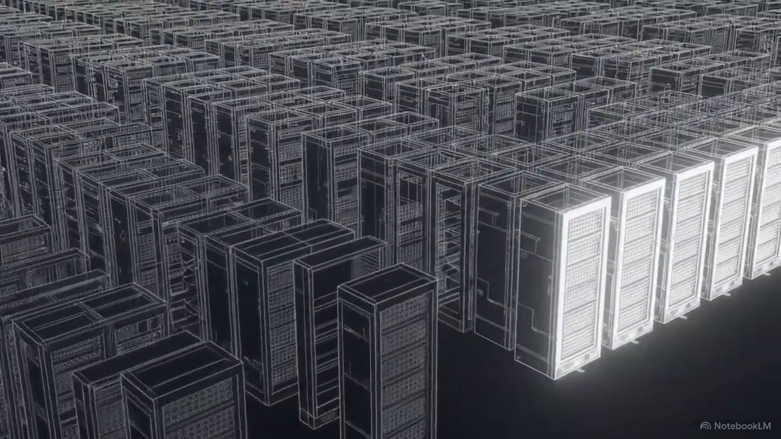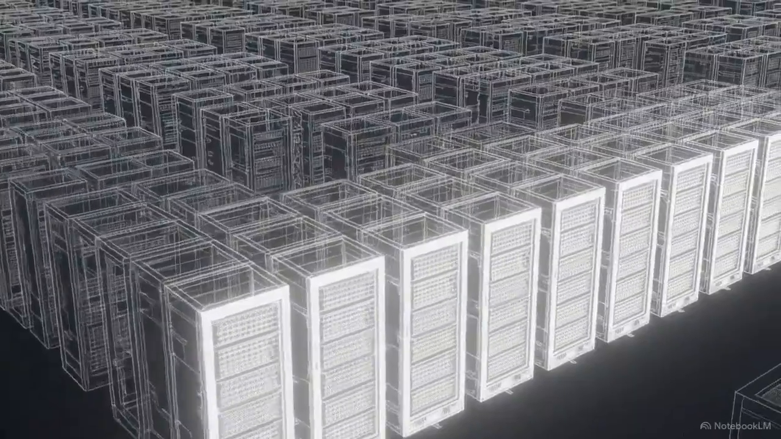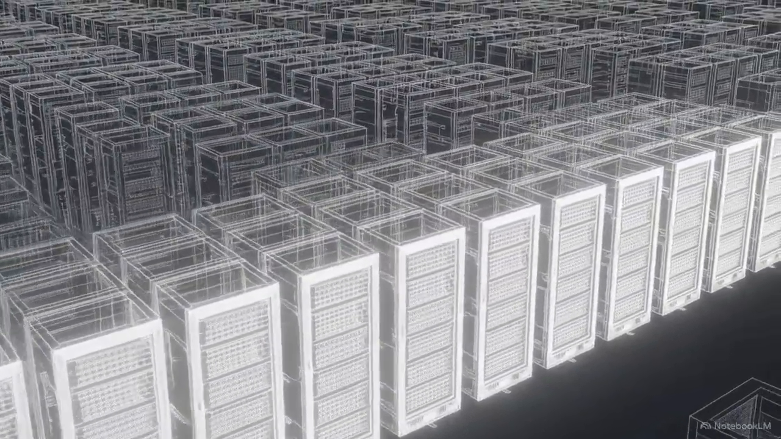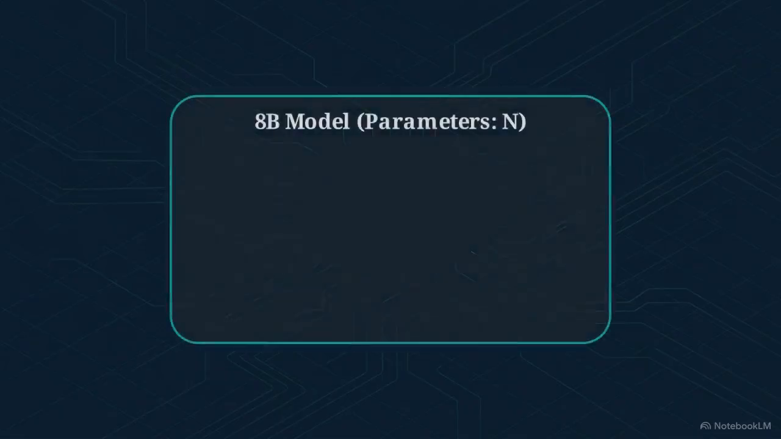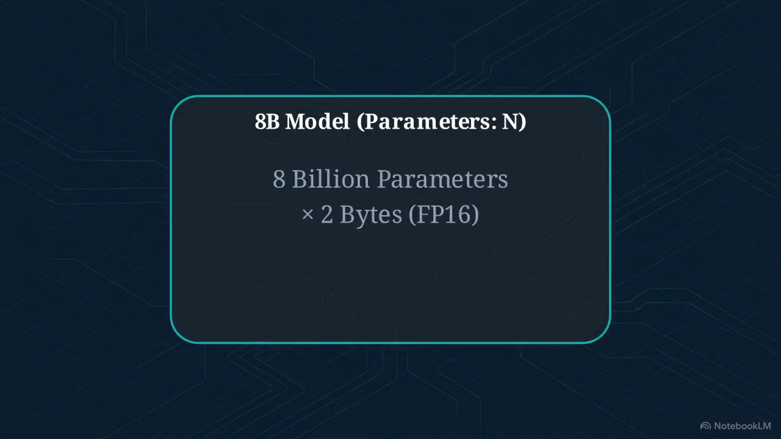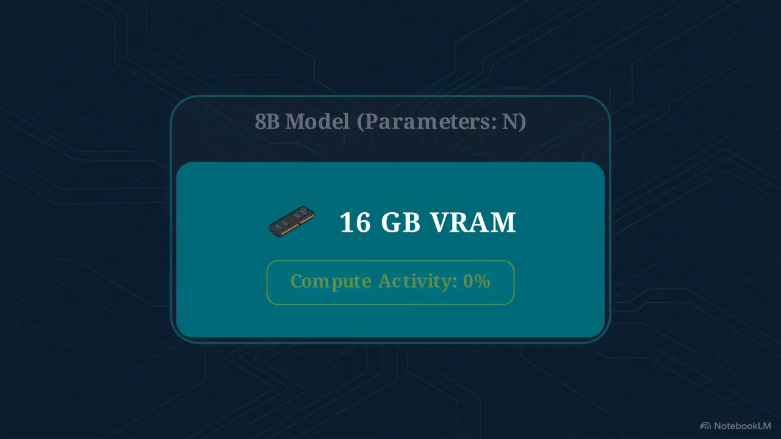This glowing grid of server racks represents the true physical mass of a large language model. When we talk about an LLM's parameter count, we are not talking about an abstract algorithm. Every single parameter is a floating point value that occupies exact physical space inside a device's video RAM. To simply load a baseline 8 billion parameter model at 16-bit precision, you need 16 gigabytes of physical memory. That is the hardware requirement just to let the model sit completely idle.